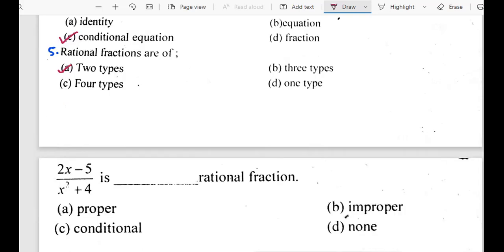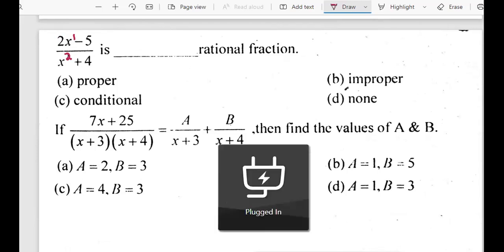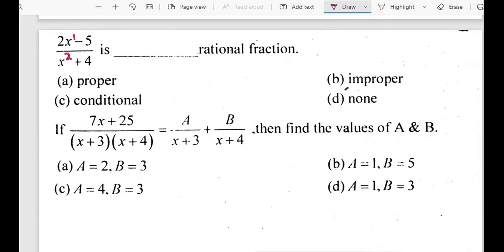Says 2x minus 5 fraction. What do you think? Proper. Improper. Okay, so one is saying proper and the other one is saying improper. And the degree is 2. If we talk about the definitions of proper and improper, we should know the degree of the numerator and the degree of the denominator. If the numerator's degree were higher, this would have been improper. It's just like a proper concept, a proper rational fraction, right?